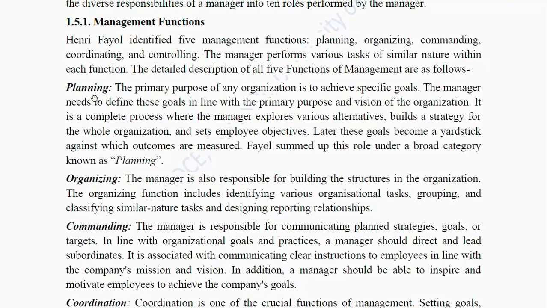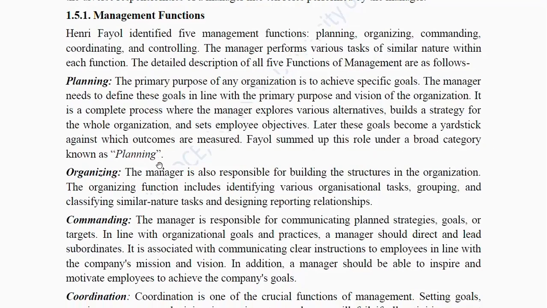Number 1. Planning. The primary purpose of any organization is to achieve specific goals. The manager needs to define these goals in line with the primary purpose and vision of the organization. It is a complete process where the manager explores various alternatives, builds a strategy for the whole organization, and sets employees' objective. Later, these goals become a yardstick against which outcomes are measured. Fayol summed up this role under a broad category known as planning.